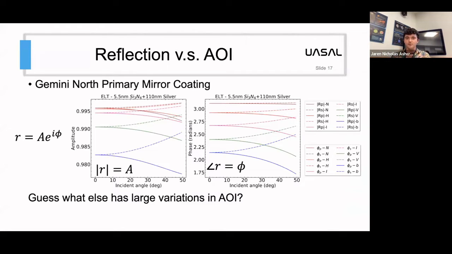If you were to plot these things as a function of angle of incidence, say the reflected path, this is the case for the Gemini North primary mirror coating, which is a small dielectric over a silver layer.